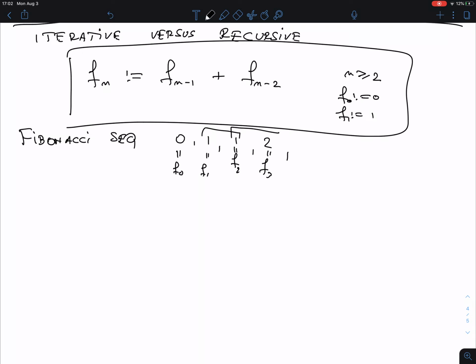Now we take the sum of these two, that is 3. Sum of these two, that is 5. Sum of these two is 8. Sum of these two is 13. And this way we can build the whole sequence.